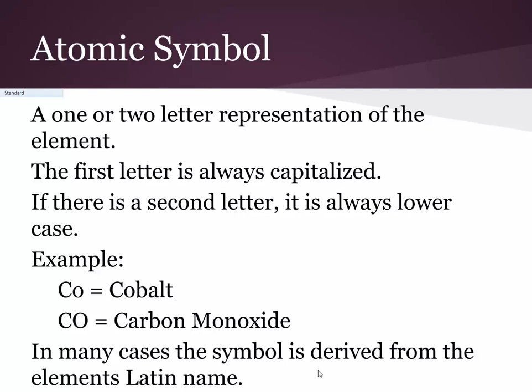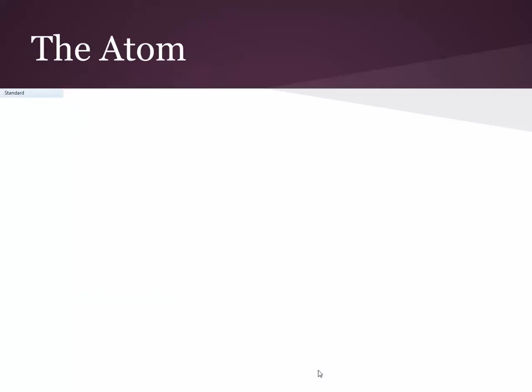So just be aware of that as you're looking for things. Some of them are going to be a little bit odd. Gold is Au, silver is Ag. There are just some oddities, and that has to do with Latin names.